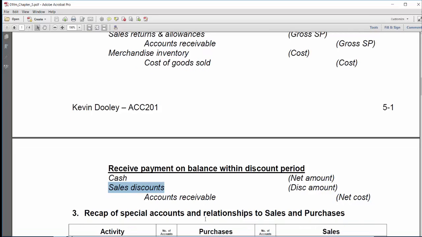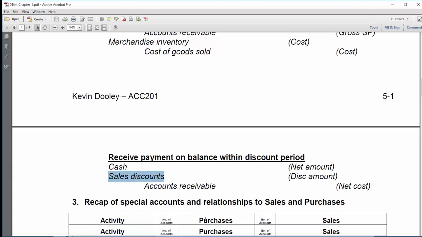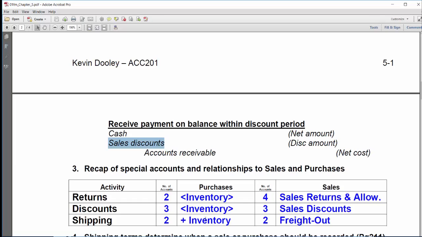So there are some special accounts that we have here and their relationship to sales and purchases. I want to recap it for you here. If we're talking about returns or discounts or shipping, there's very unequal treatment between the purchase side and the sales side. On the purchase side, you just use the inventory account for every single return or discount or shipping cost. But on the sales side, you have customized accounts that say what it is you're doing: sales returns and allowances, sales discounts, freight out or delivery expense. We don't have purchase returns and allowances. We don't have purchase discounts, and we don't have freight in. So for those, we just use inventory.